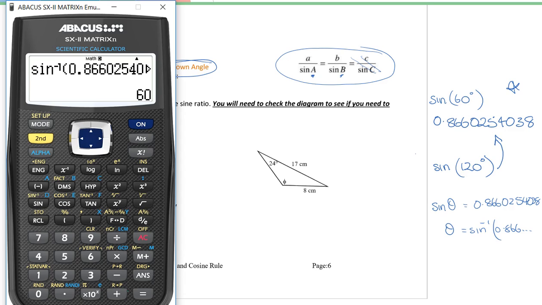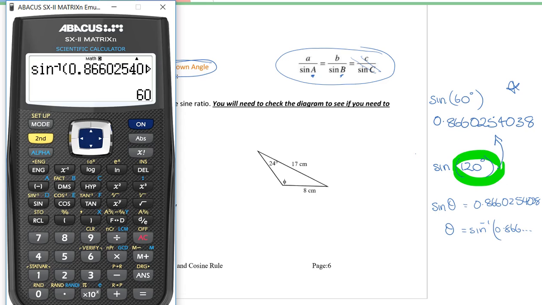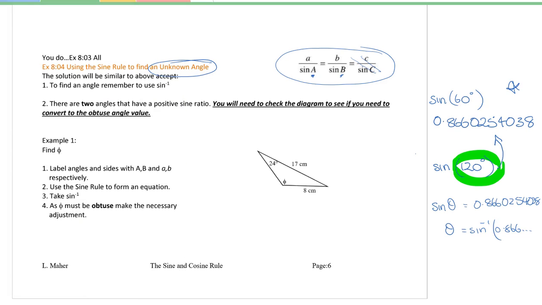However, we know there's another angle that also has it. Where is this answer? It's certainly not shown by the calculator. So we will always have that problem when the angle we're finding is obtuse. How do you know if the angle is obtuse? You know by the look of the diagram. It's something you have to observe yourself in the question.